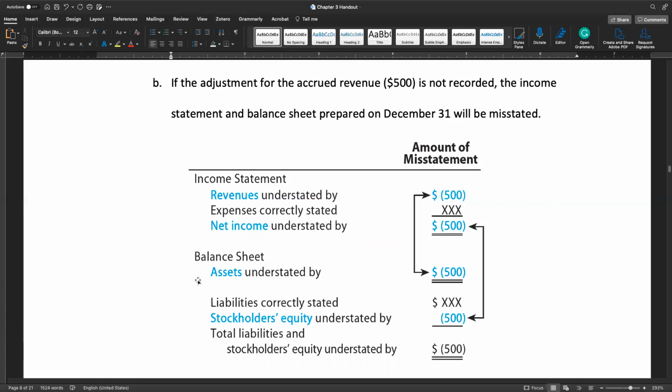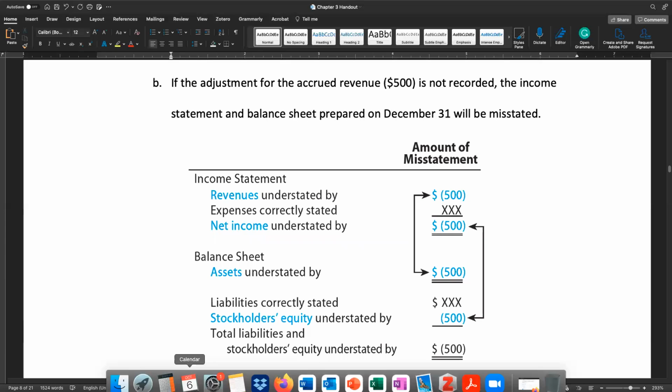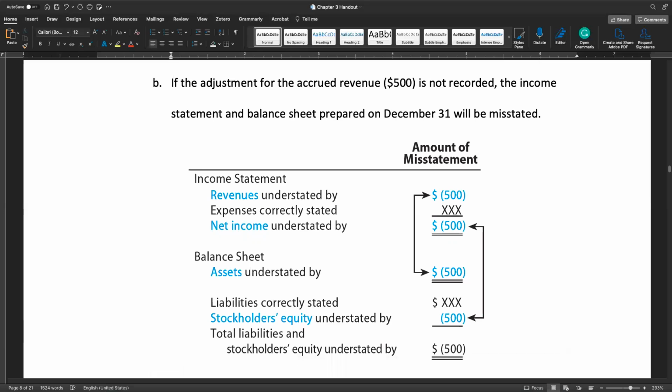Stockholders' equity and our assets being understated is going to affect how our ratios look, how our shareholders look at us, how our stakeholders look at us. So this is not something we want to happen. We want to make sure we're doing these journal entries at the end of our accounting cycle.